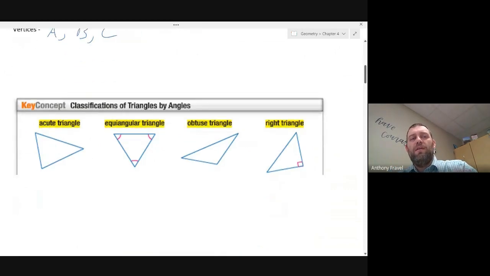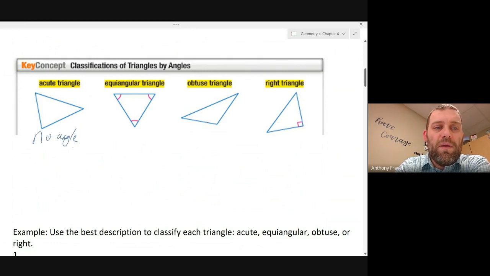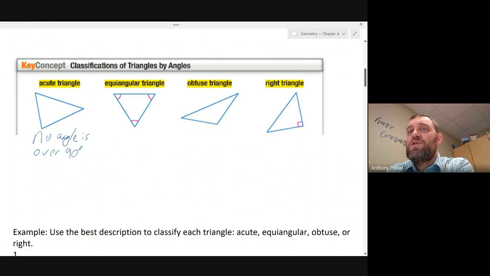All right, next part is going to be classifying triangles by their angles. There are 4 different types of them. We've got acute triangle, equiangular triangle, obtuse triangle, and then a right triangle. So for each of these, I'm going to write some definitions underneath. An acute triangle: no angle is over 90 degrees. Every single angle is going to be smaller than 90 degrees.